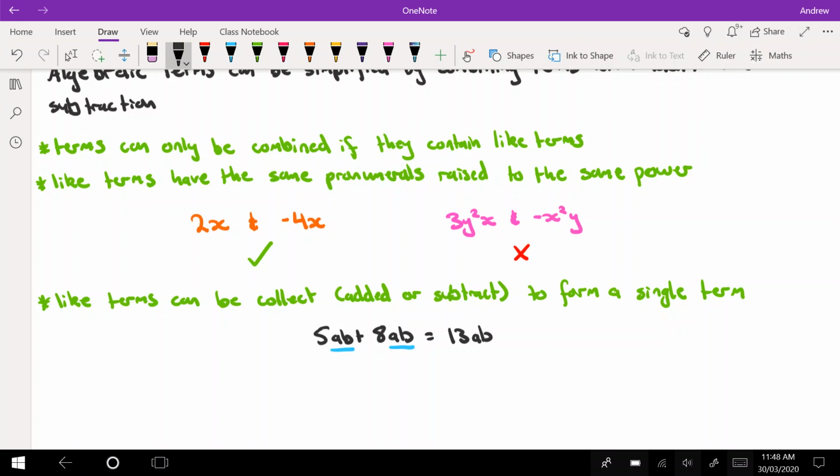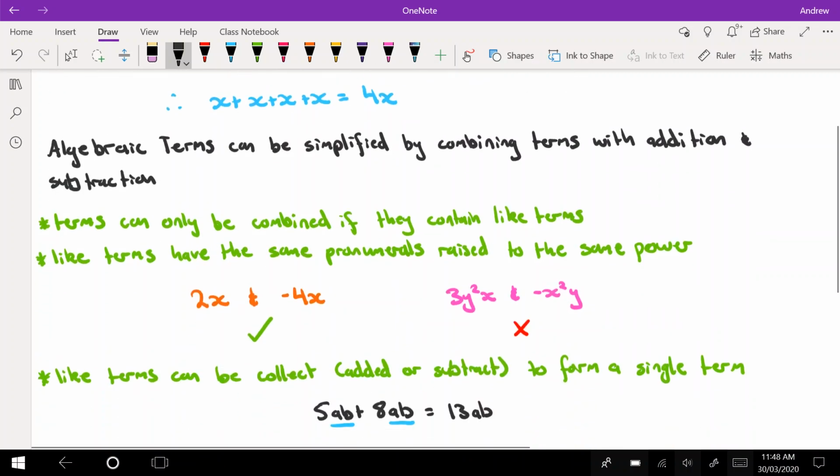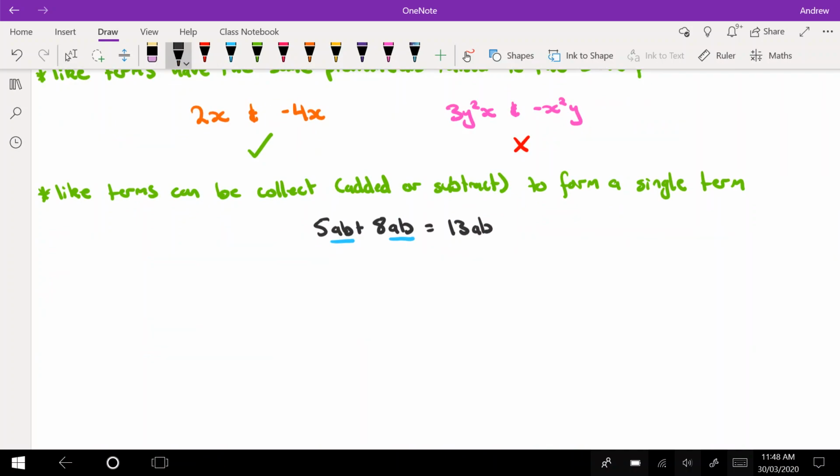Okay, we can kind of put that back up to the top here. So 2 plus 2 plus 2 plus 2 is equal to 8. So we add them all together, and it's like saying x plus x plus x plus x is 4x. Well, we have 5 lots of ab, and then we have 8 lots of ab. So in total, we have 13 lots of ab, and that is why we have that answer.